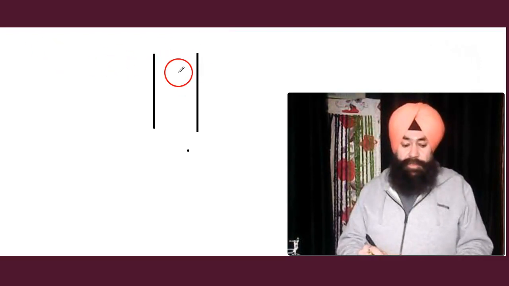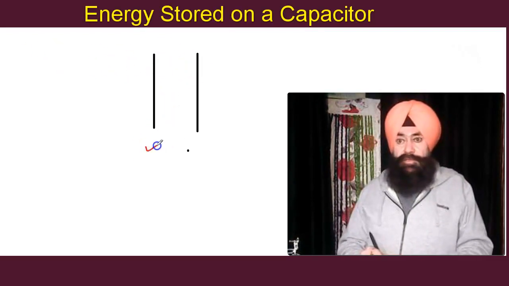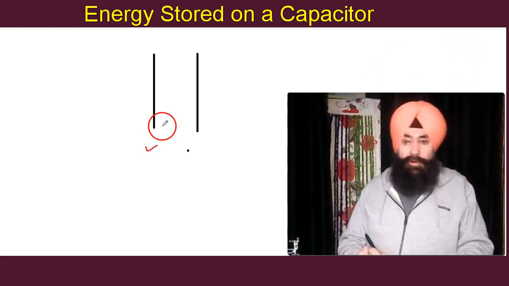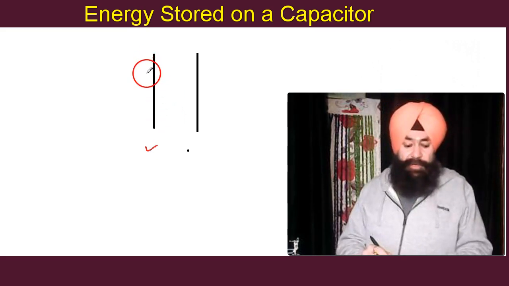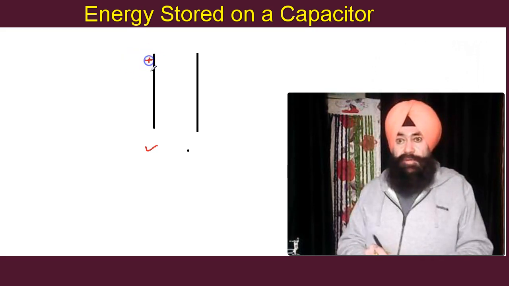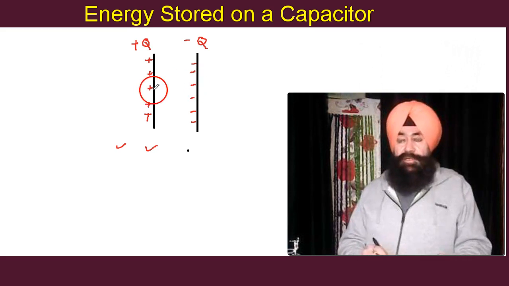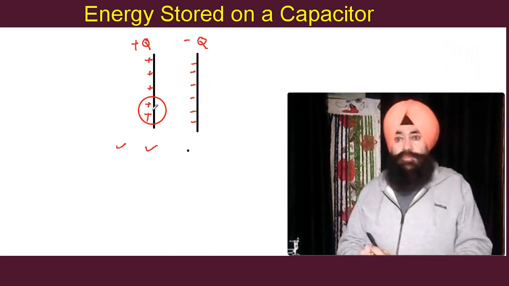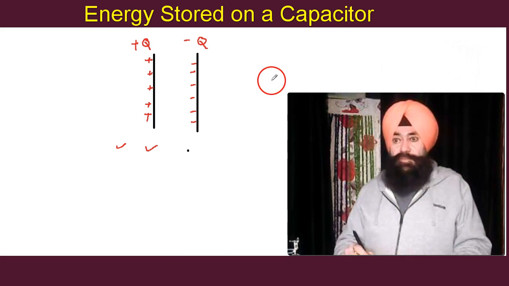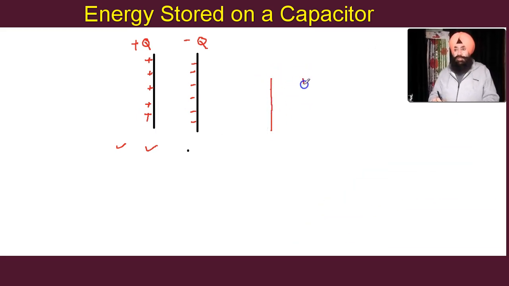How the energy is stored in a capacitor. This is a capacitor, of the two plates, positive and negative, carrying charge plus Q and minus Q. To calculate the energy stored in this charge configuration, suppose initially this conductor is uncharged.